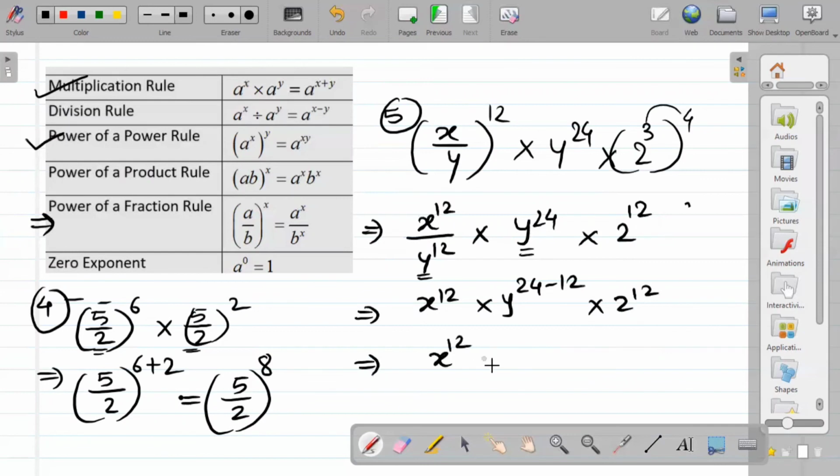x raised to 12 multiplied by y raised to 12 multiplied by 2 raised to 12. Now, which rule can you use? That is power of product rule. Your powers are exactly same and bases are different. So you can take the power common. So your answer will be 2xy raised to the power 12.